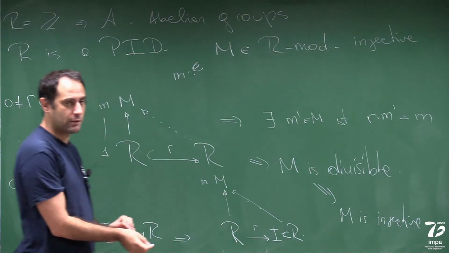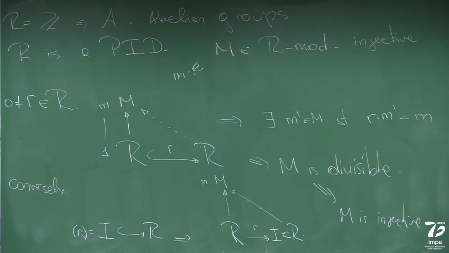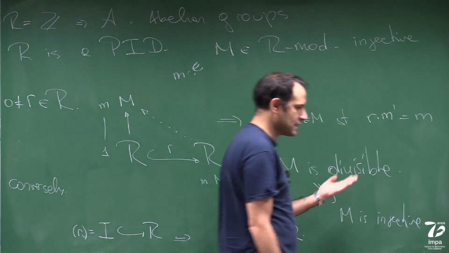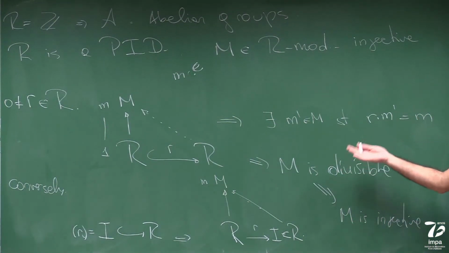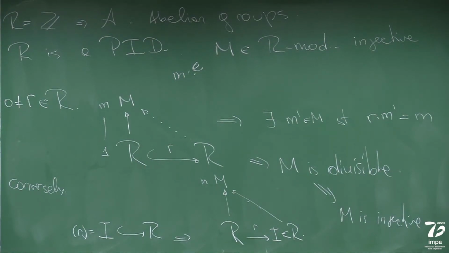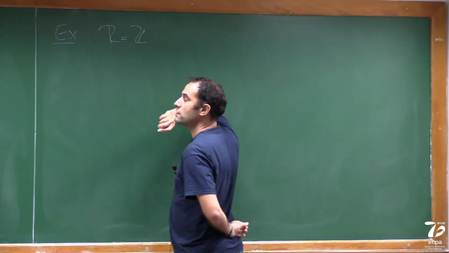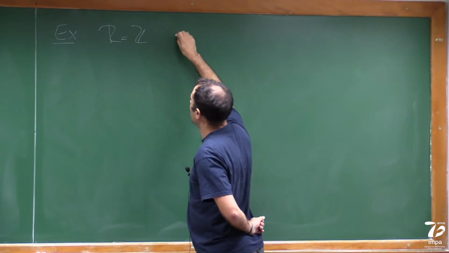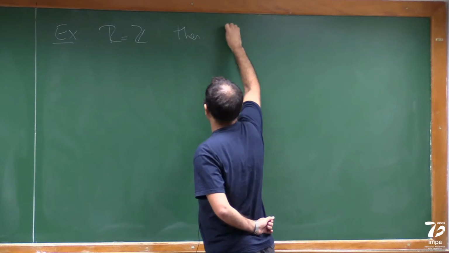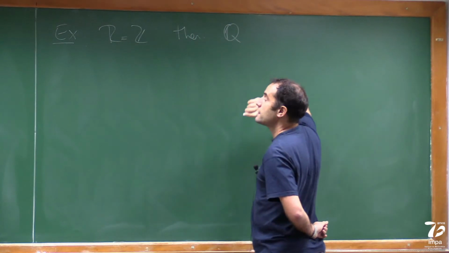So for principal ideal domains, the notion of injective is very simple to check. Well, no, it's not very simple to check, but it's something that looks like this. A divisible module is injective. In particular for abelian groups, we get some examples. So examples of abelian groups, which are modules over the principal ideal domain Z. Then, and this is what I've used already, Q is injective.